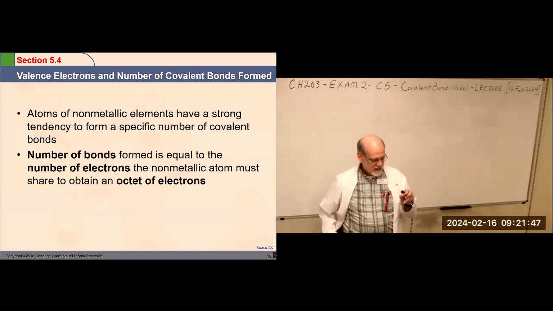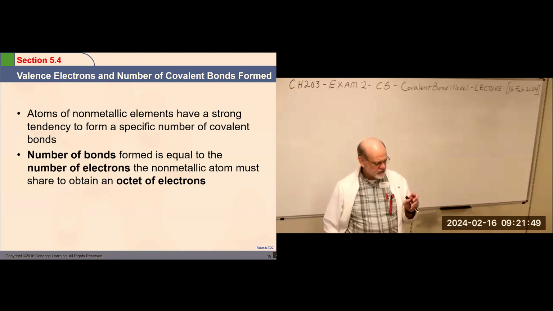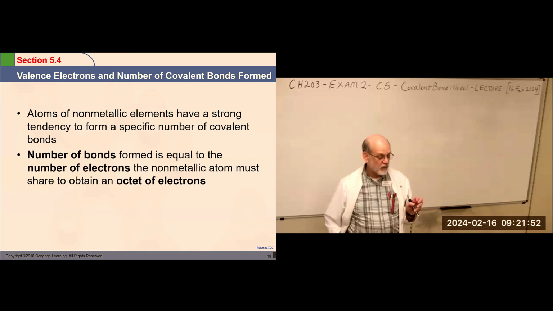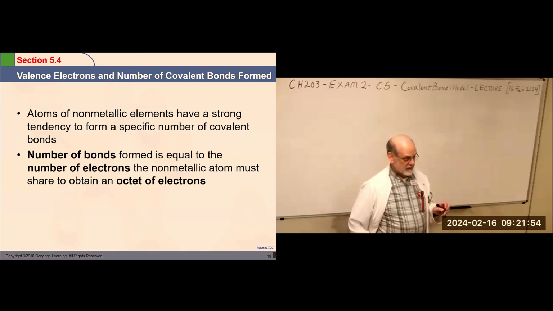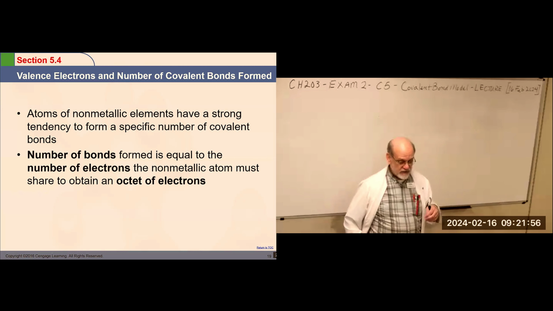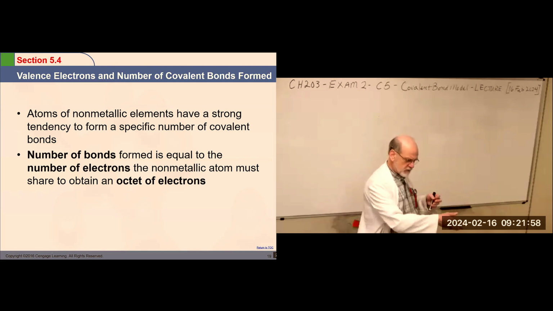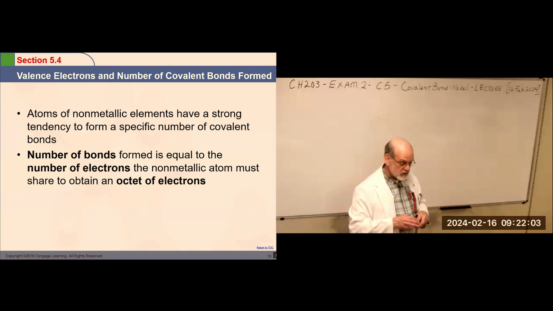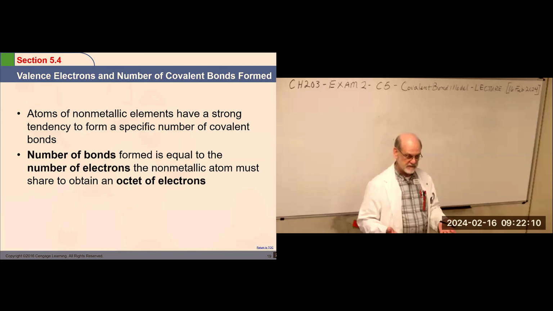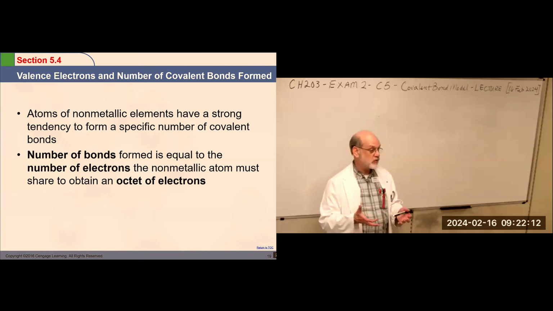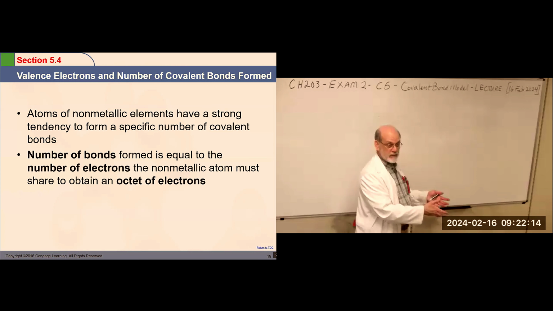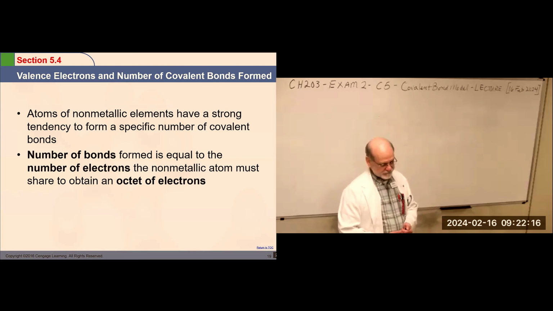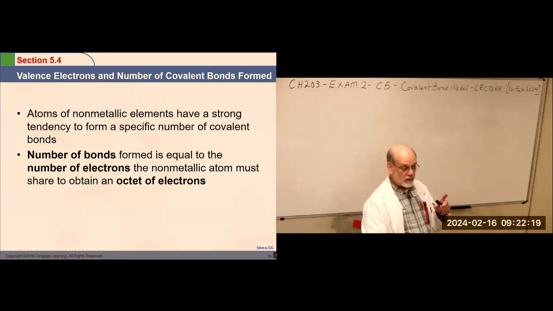Okay. Atoms of non-metallic elements have a strong tendency to form a specific number of covalent bonds. So you can use this to your advantage as a shortcut when you're trying to decide how many bonds are going to form between 2 atoms. Characteristically, each element forms so many bonds. Carbon tends to form 4 bonds. Oxygen tends to form 2 bonds. Nitrogen tends to form 3 bonds. And the halogens tend to form only 1 bond.